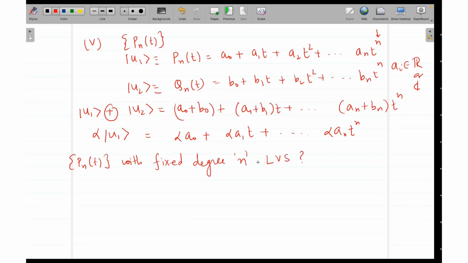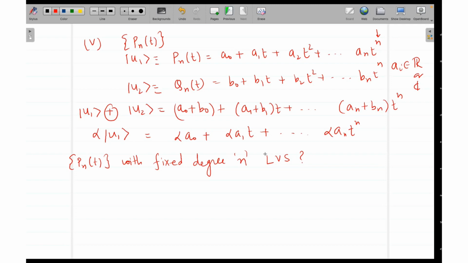Sir, fixed degree means that both of them will have the same degree, right? Both of them, all the vectors in this vector space have to have this degree. Remember, when I'm saying fixed degree, just like in the previous case of 2 by 2 matrices, all the matrices in that vector space have to be 2 by 2, right? So when I'm saying fixed degree n, I'm talking about when I add two polynomials, the result should still be of fixed degree. It should not change in degree. Okay, got it, sir. All the polynomials in this vector space have to have degree n.